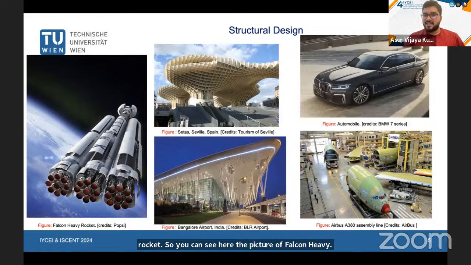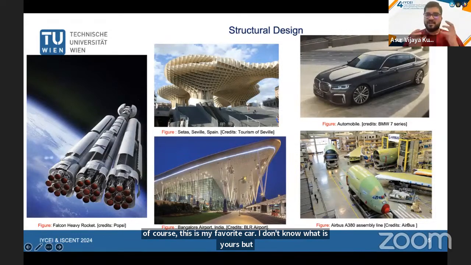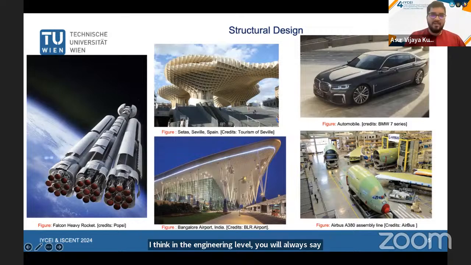It's called Cetas. And of course, this is my favorite car. I don't know what is yours, but I think at the engineering level, you will always say Porsche or something like this. But why I chose BMW 7 is because it's one of the strongest cars. It's one of the most reliable cars as well.